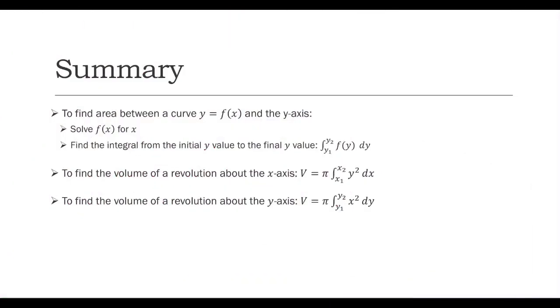So in summary, to find the area between a curve y equals f of x and the y-axis, you'll solve f of x for x, then find the integral from the initial y value to the final y value. To find the volume of a revolution about the x-axis, you'll do V equals pi times the integral from the initial x value to the final x value of y squared dx. And to find the volume of a revolution about the y-axis, the volume will be equal to pi times the integral from the original y value to the final y value of x squared dy.